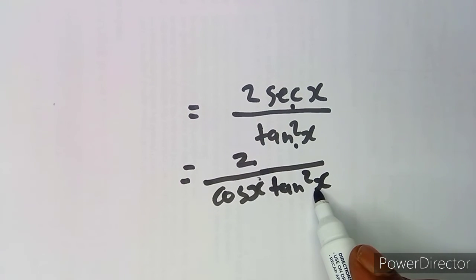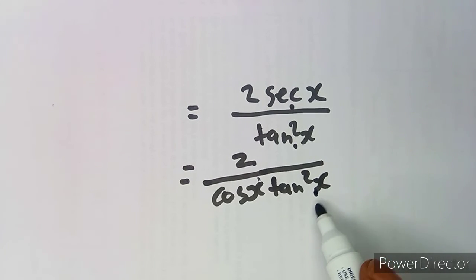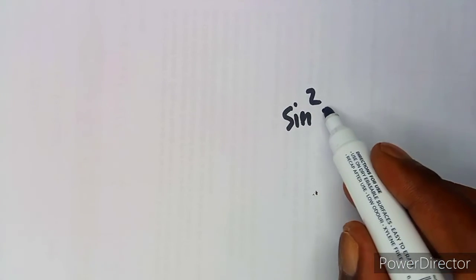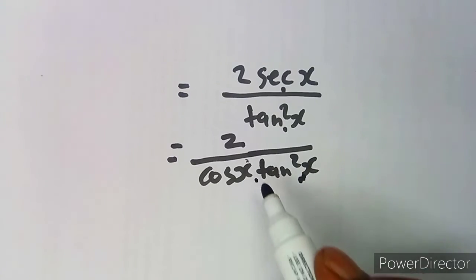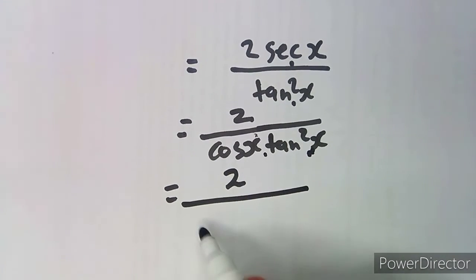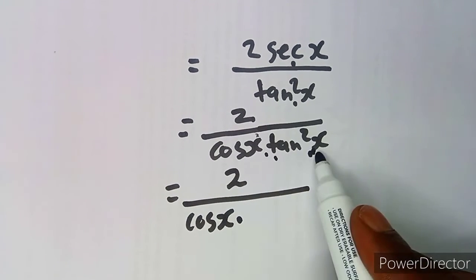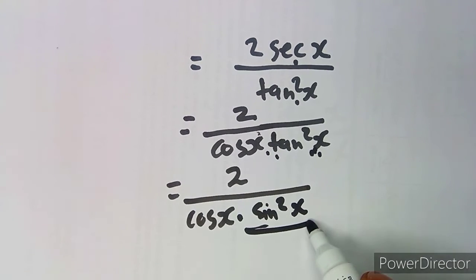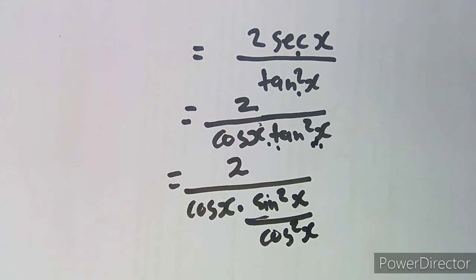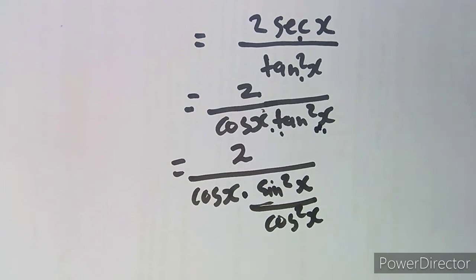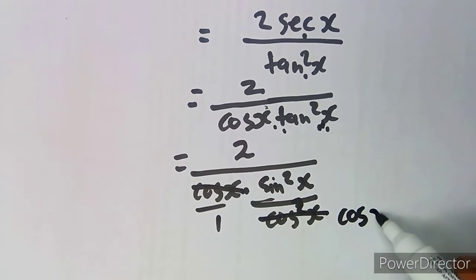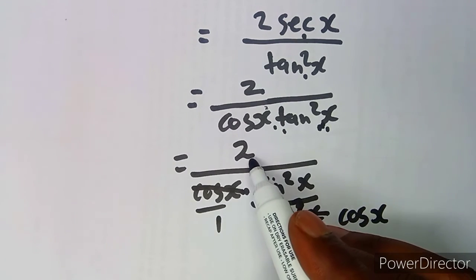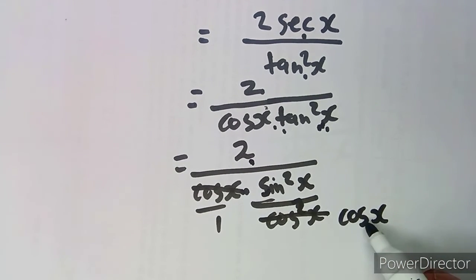Okay, but we understand that tan is the same as sine over cos, but there's a square in this case. So in place of tan squared, we are going to have sine squared x over cos squared x. If we are to write this part here, we are going to have something like 2 over cos x by tan squared x, which is sine squared x over cos squared x. Okay, what are we going to have from this part? This one is the same as over 1, so cos x into cos squared x, you are going to remain with cos x. So we have 2 over sine squared over cos squared.